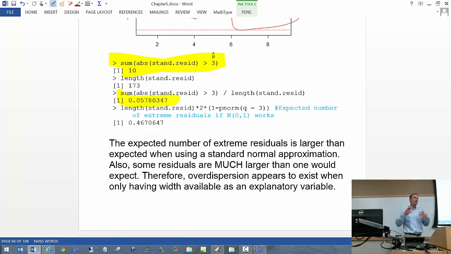Now, how many observations would we typically expect, if I had 173 observations, outside of plus or minus 3? We would expect about a half of an observation to be outside that. And we have 10. And so we have a lot more than what we would expect. So this is evidence of overdispersion.